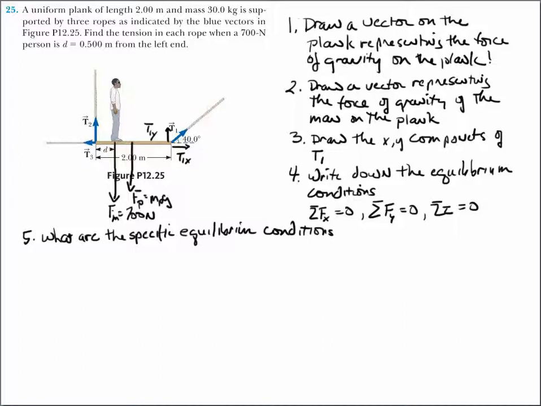What are the specific equilibrium conditions? Here we want to fill out, for each one of the equilibrium conditions written in, the specific forces that go into those equations. For the forces in the horizontal direction, the sum of Fx, we have T3 acting in the minus x direction, so minus T3, plus T1x. Those two must sum to 0.